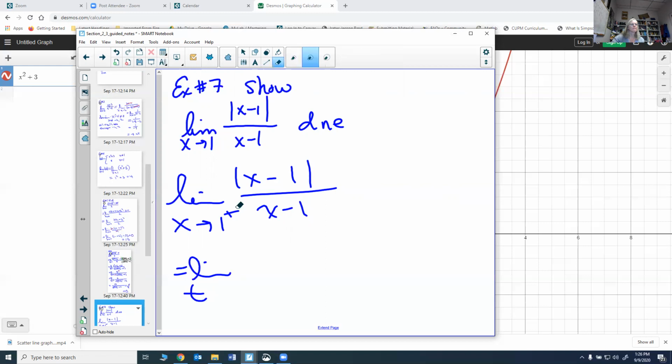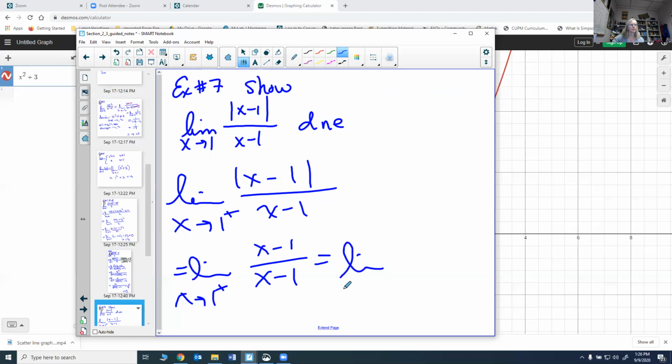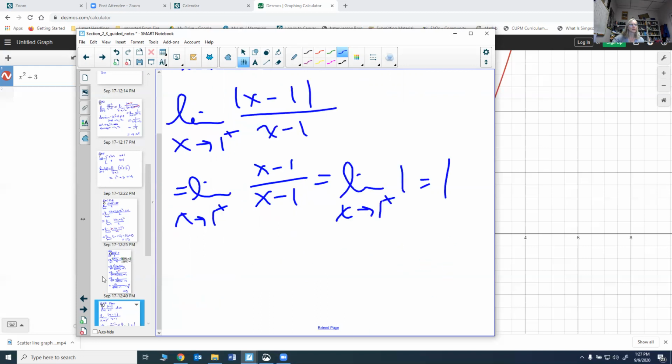As x goes to 1 from the right, of just x minus 1 over x minus 1. Because the absolute value is already positive, you can just drop the absolute value bars. And we notice, hey, we get 1 here because you've got the same thing in the top and bottom. And the limit of 1 is, of course, just 1. Now let's find the limit from the left.